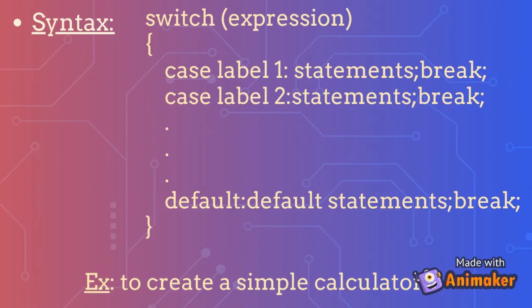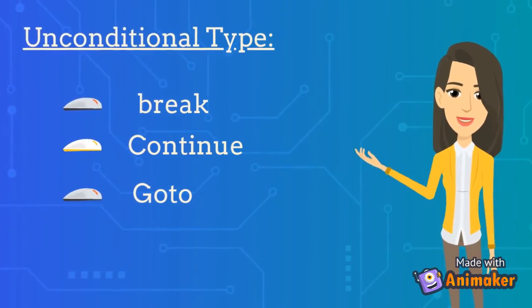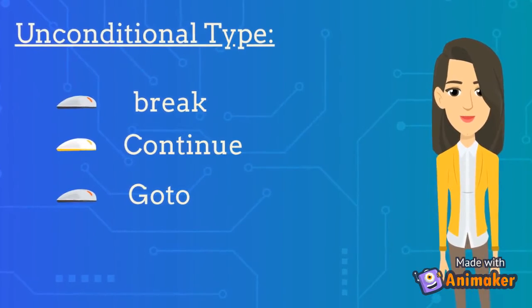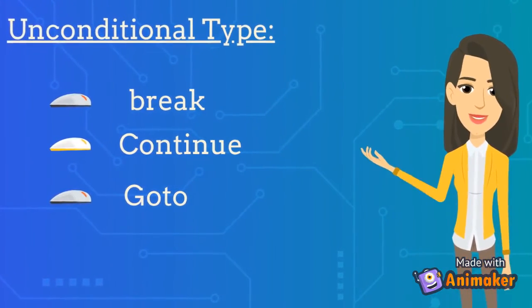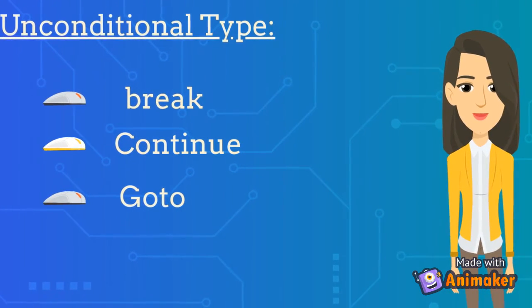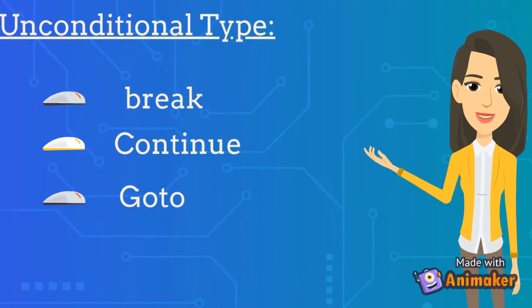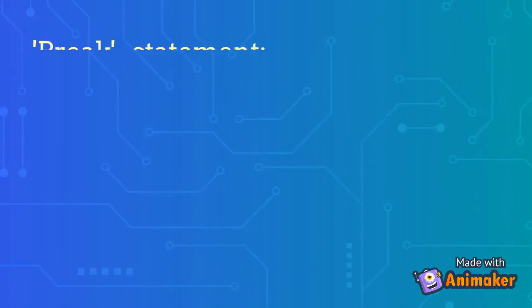We use switch case for creating a simple calculator. We will explain all the examples along with the code in the coming video. And our last type of decision making statements is unconditional type. In this type, you will learn about break, continue, and goto statements.